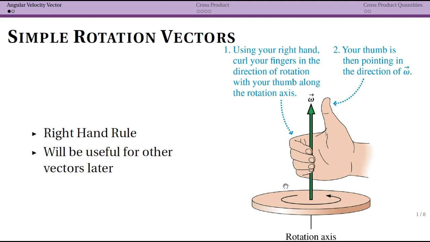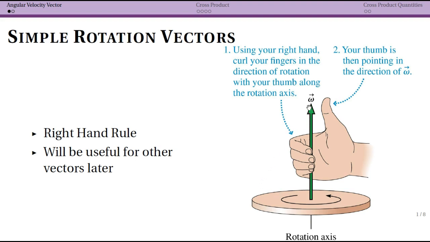So if you're right-handed, put down your pencil or your pen and actually do this. What you want to do is curl your fingers in the way that the object is rotating. If there's an analog clock in the room, you can, for instance, hold your hand up and align your fingers with the numbers, and you can see that as you curl your fingers from, say, 12 to 6, your thumb is pointing out at you. This picture here shows a wheel that's in the page, and as you curl your fingers in the same direction that the wheel is rotating, your thumb would point up.